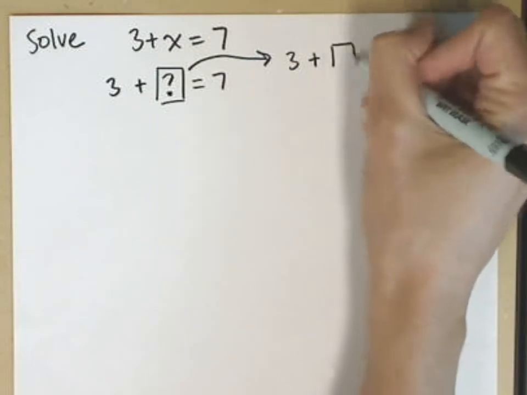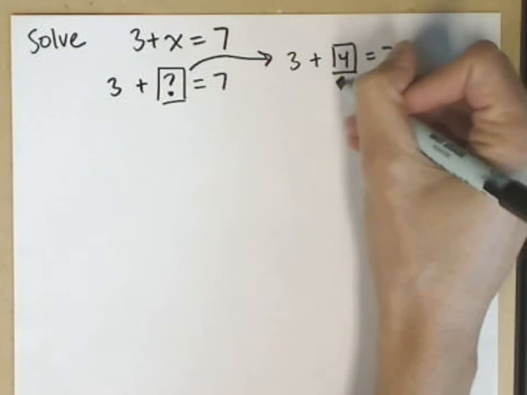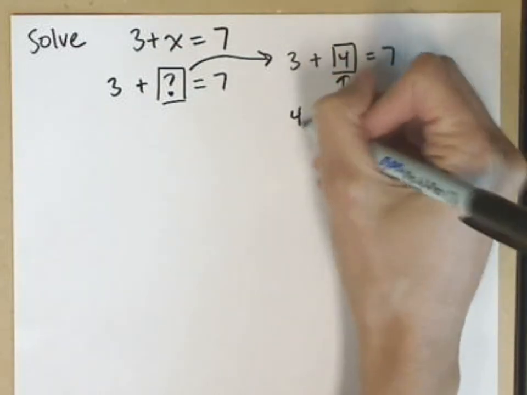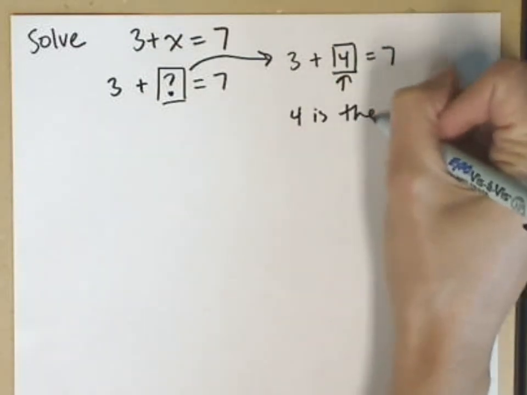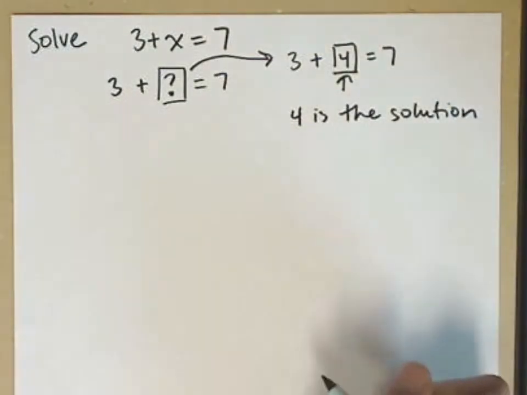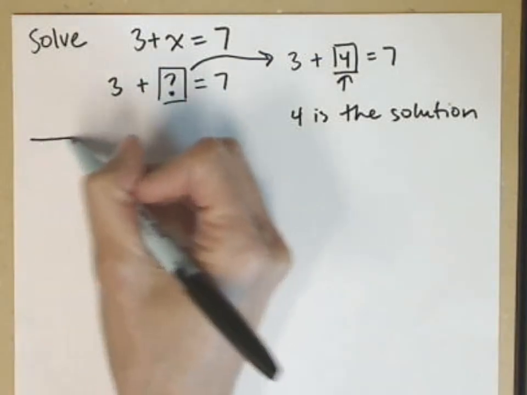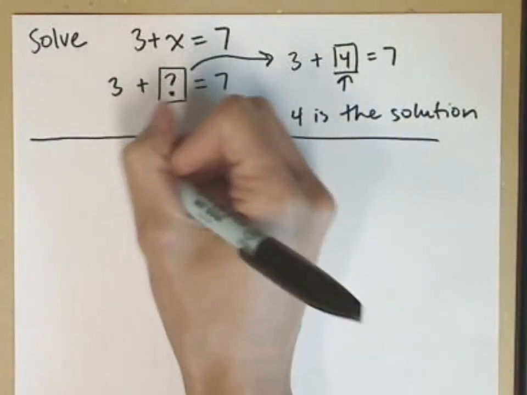3 plus 4 equals 7. So I can use 4 as my solution. So 4 is the solution. But these equations get more complicated, so we need some skills to be able to find those other than just guessing. So let's go back to our original example.